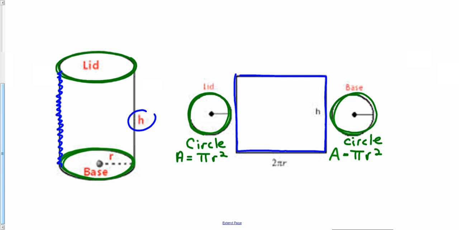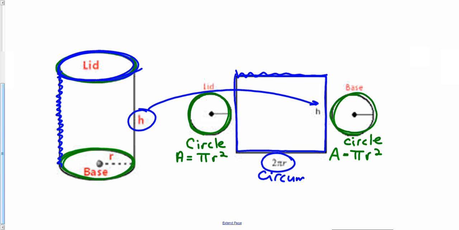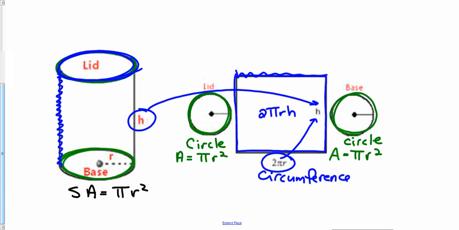Whatever the height is of the cylinder, it's going to be the height of this rectangle. However far around it was, around the lid, that becomes this part right here. All the way around the lid is the circumference of a circle, which is 2 pi r. So the area of our rectangle is just 2 pi r times height. Again, it's just a rectangle, base times height. So that's 2 pi r h, which means the surface area of a cylinder is going to be pi r squared from our lid, plus 2 pi r h from our middle part, plus pi r squared from our base.